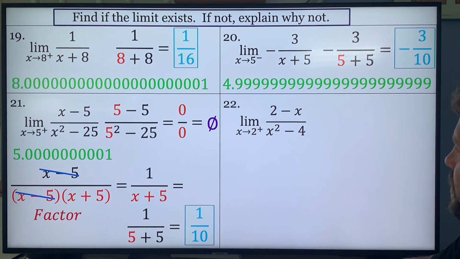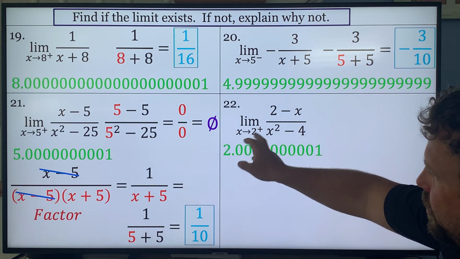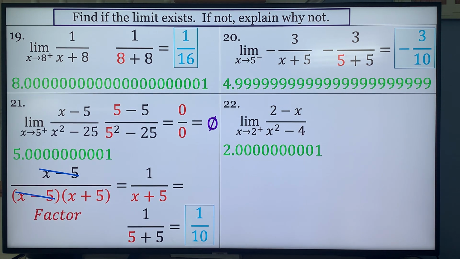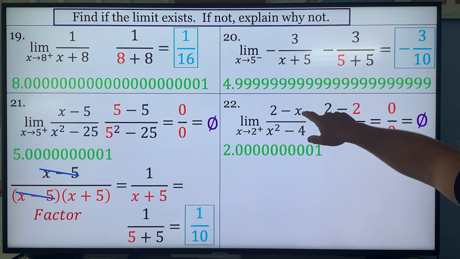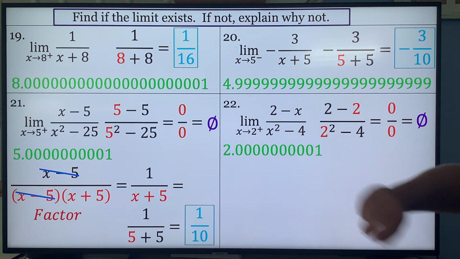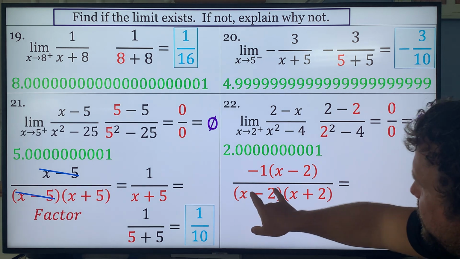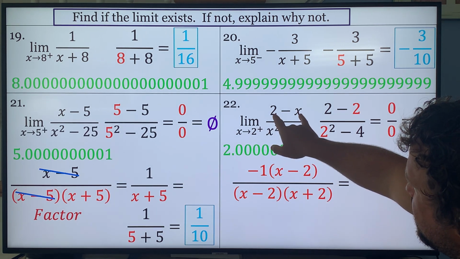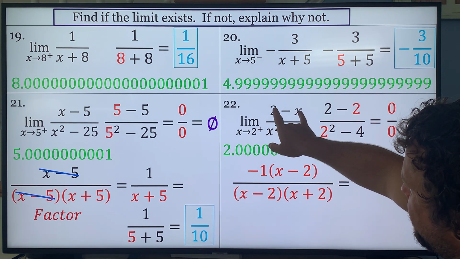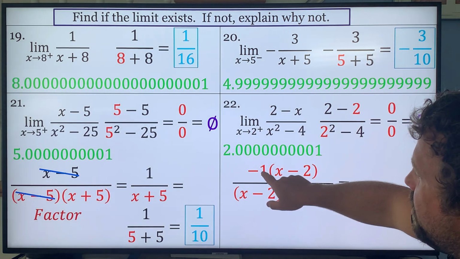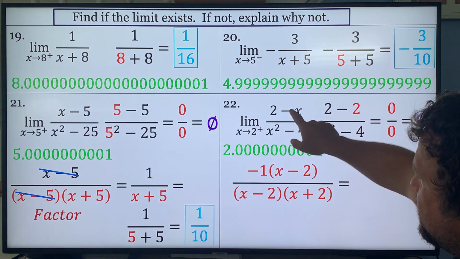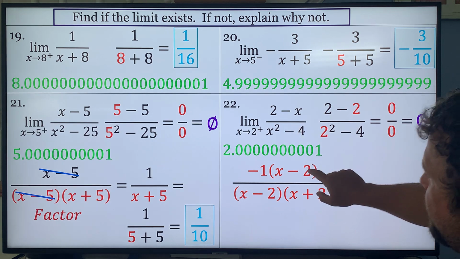All right, so let's look at problem 22. A little bit more than 2 is 2 and a bunch of zeros and 1. And let's just plug in 2. Ah, man, it's undefined. Can we factor the top? Not really. Can we factor the bottom? Yeah. If we factor the bottom, we get x minus 2, x plus 2. The top is 2 minus x, which doesn't match x minus 2. But if I want to switch the signs, remember, you could pull out a negative 1. That makes the x become positive and the 2 become negative.